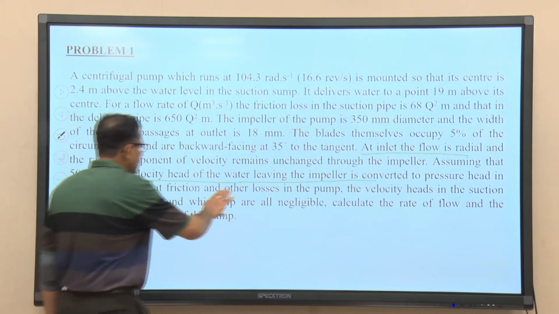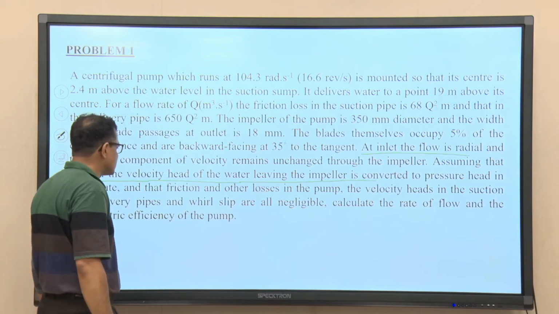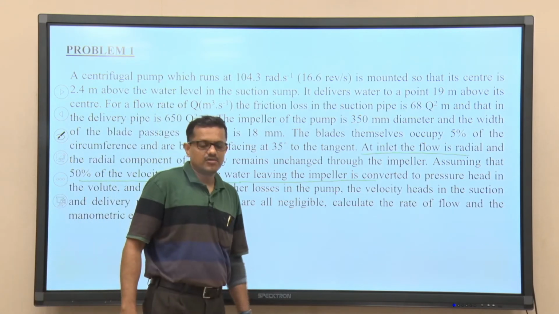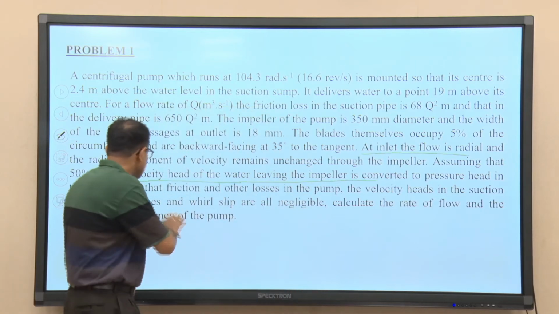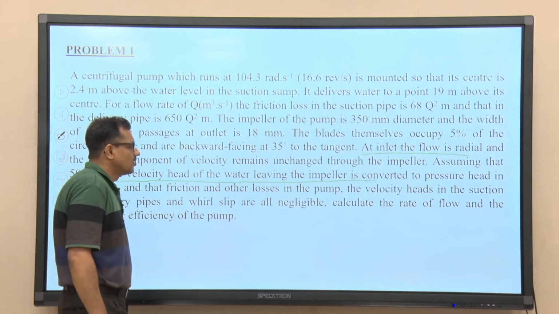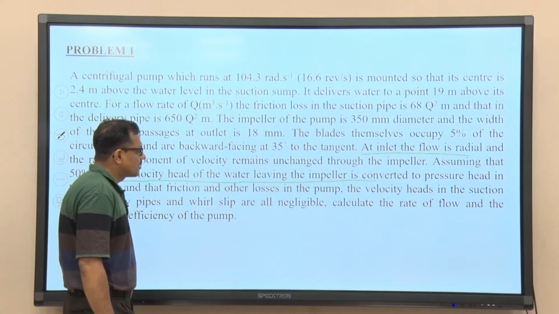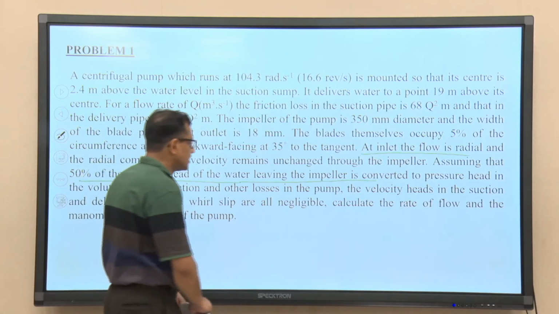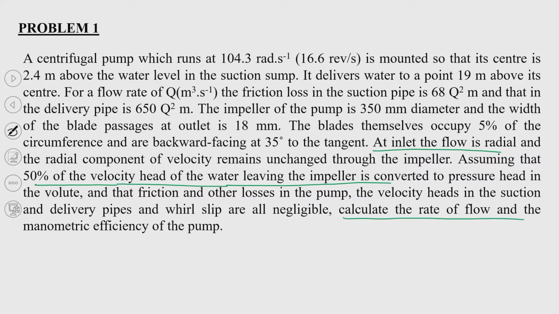And friction and other losses in the pump, velocity head in the suction and delivery pipes and wall strip are negligible. So, it is also an important statement that we do not require to consider friction and other losses in the suction and delivery pipes and wall strip. Calculate the rate of flow and the manometric efficiency of the pump. So, that is what we need to calculate: rate of flow and manometric efficiency of the pump.